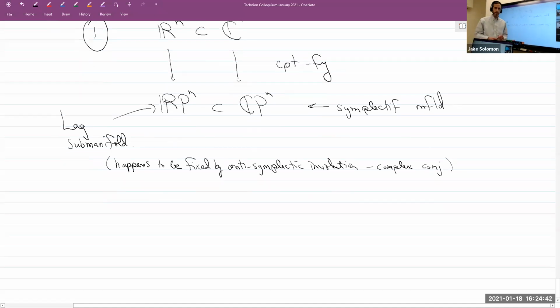Well, the early attempts to understand this were, well, we have to use this anti-symplectic involution in a very strong way. My doctoral thesis was very much in that mindset. But I always wished that there was a way of doing this without using the anti-symplectic involution too heavily.